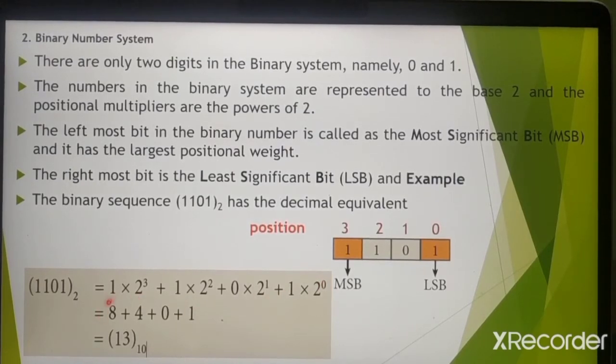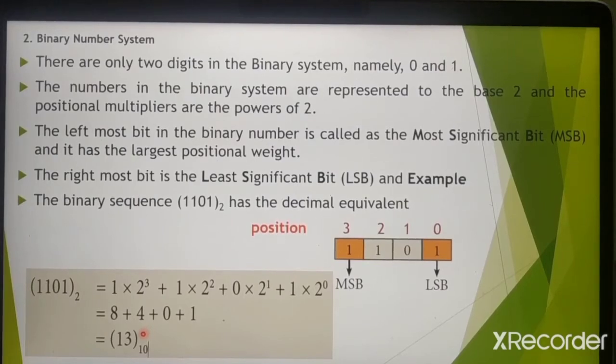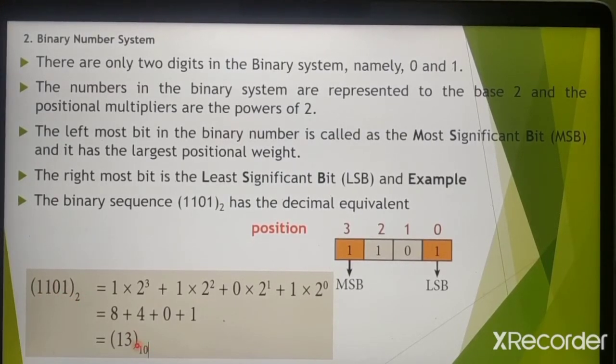So here 2 cubed is equal to 8, plus 2 squared is equal to 4, plus any number multiplied by 0 is 0. So this term will become 0, plus 1. So 13. 13 is the decimal number for the binary number 1101. So to the base 2 means binary number. To the base 10 means decimal number.